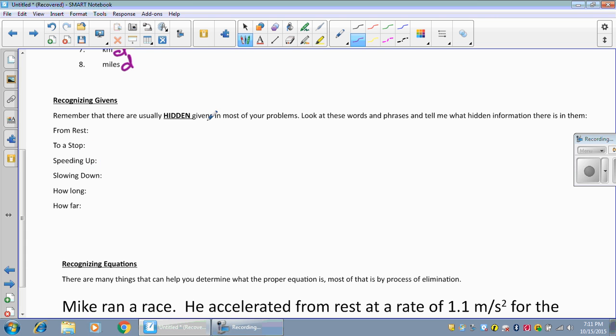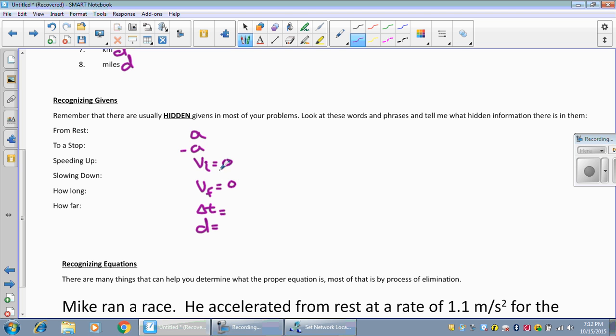And here's an example. Okay, so do I have acceleration? Do I have negative acceleration? Is my velocity initial 0? Is my velocity final 0? Is this asking for time? Is this asking for distance? Right? So this is what I want you to do. Pause it and try it out.